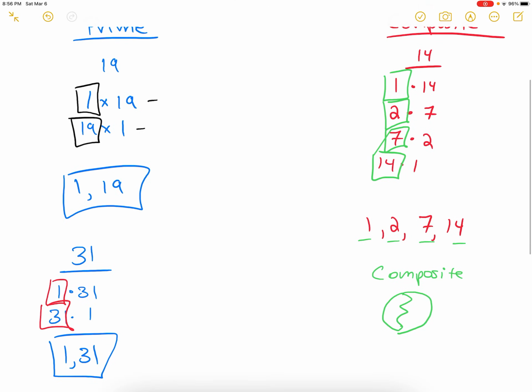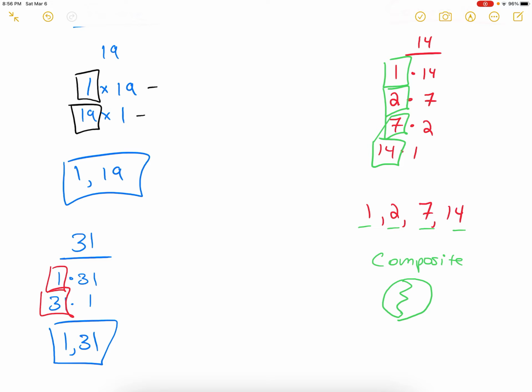Prime numbers have two factors. Composite numbers have more than two factors.